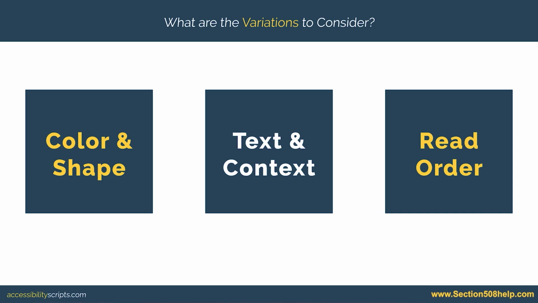So what we want to try to do when we're creating accessible PDFs or accessible documents is, when we're in InDesign, we want to do as much as we possibly can in InDesign to make sure that that document is accessible. And especially when we're talking about infographics, we want to make sure that we do as much as we can within the program so that when we get to that PDF stage, we're not having to do a bunch of heavy lifting. All right, let's move to the next slide here. When we talk about infographics, there are three main things we need to consider. One, color and shape. Two, text and context. And three, read order.